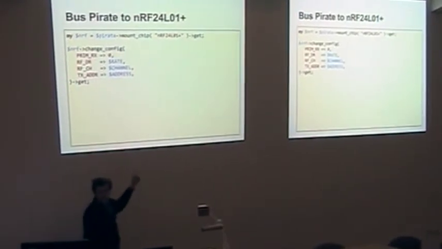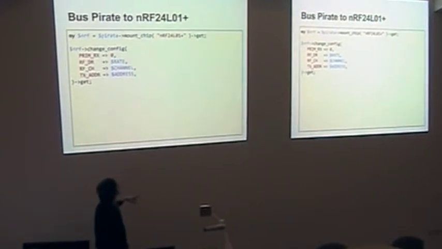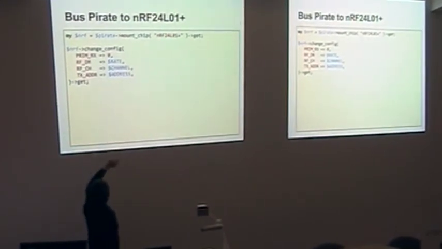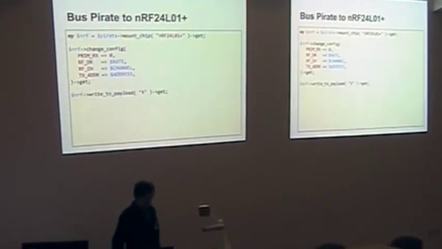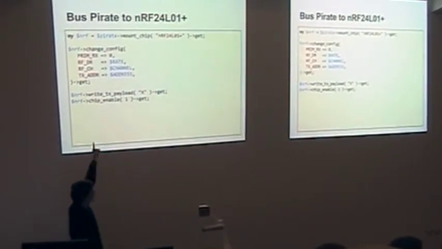So I want to be in not receive mode. Apparently that's what Nordic thinks is a good idea. I want that data rate, talking to this channel, transmitting to this address. Okay, fine. I want to transmit this packet, please. Go on, do it.